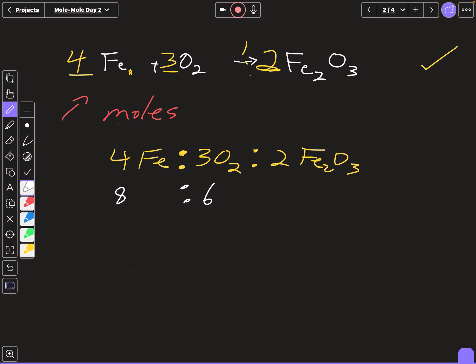Alright, and then how many iron oxides would that be if you had 8 moles of Fe and 6 moles of O2? Well, it's a 4:2 ratio between Fe and Fe2O3, so it's half of Fe2O3. That would have to be a 4 there. So this reaction also happens, 8 moles of Fe reacts with 6 moles of O2 to produce 4 moles of Fe2O3. So the balanced equation is just the simplest whole number ratio, reduced down.